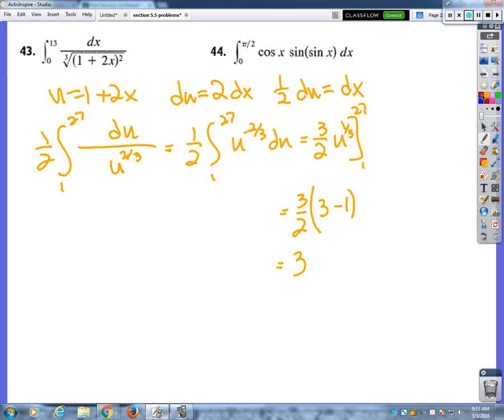Because if I add 1 to negative 2/3, I get 1/3. Yeah. And then the reciprocal of 1/3 is 3. Oh, so 3 times 1/2 is, yeah.